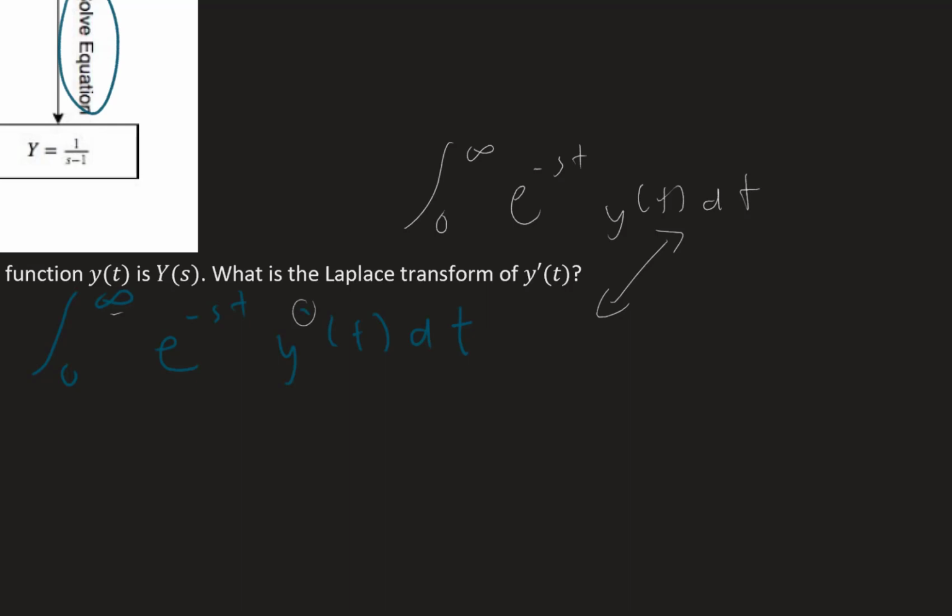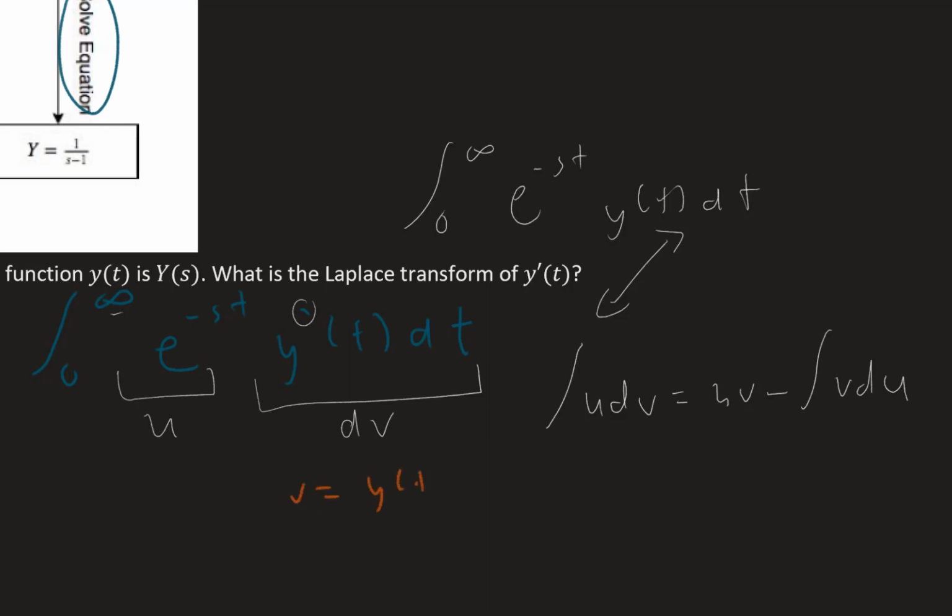Recall, in integration by parts, the idea is that you want to move the derivative from one function to the other using the reverse product rule. So in our case, the function we want to get rid of the derivative on is y prime of t. So we're going to take this as our dv and this as our u, which means our v is going to be y of t, and our du will be negative s e to the negative st.